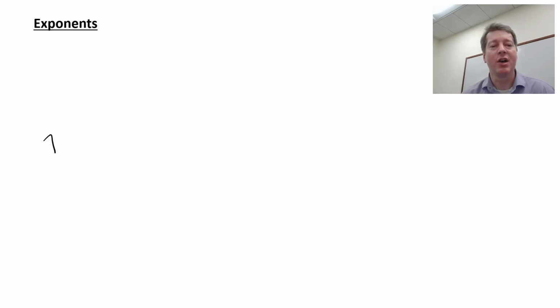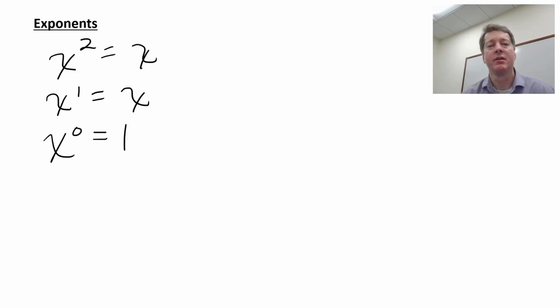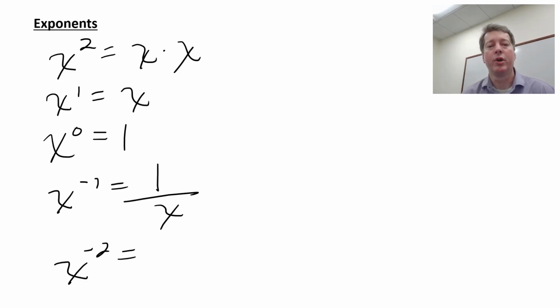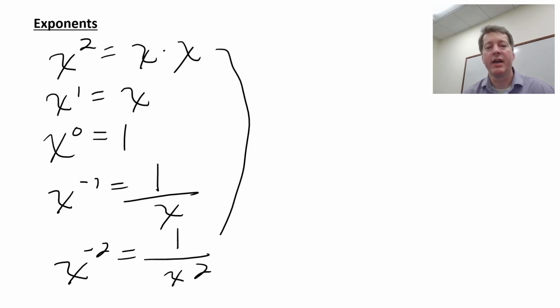So let's generalize all of this. x to the 0 is 1, x to the 1 is x itself, x squared is x times x, okay? x to the negative 1, 1 over x to the positive 1, 1 over x. x to the negative 2, 1 over x to the positive 2, 1 over x squared. And here again, x to the negative 2 is the reciprocal, the flipped over version, of x to the positive 2.